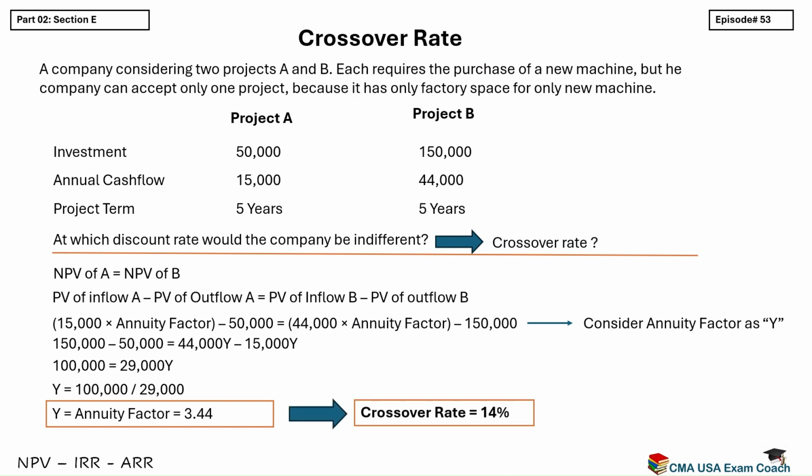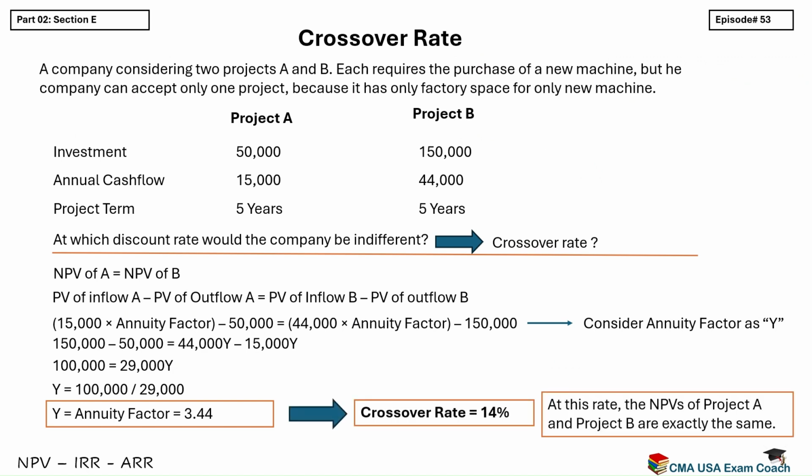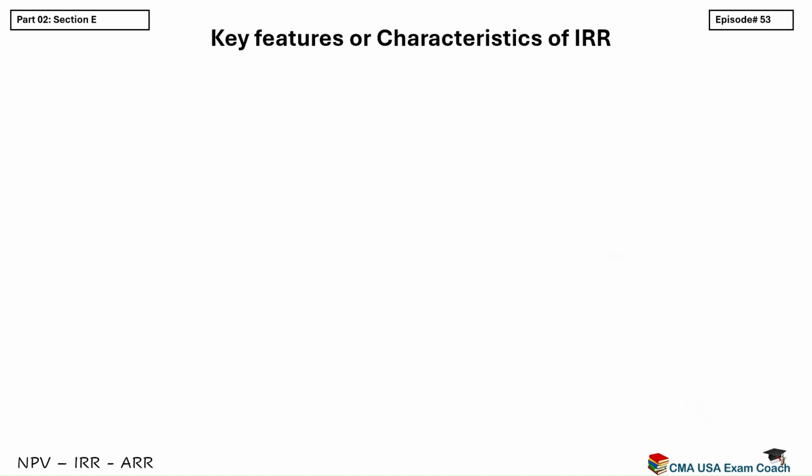At this rate, the NPVs of Project A and Project B are exactly the same. So, if the company's cost of capital is 14%, it would be indifferent between choosing Project A or Project B, because both projects would add the same value to the company. Understanding the crossover rate helps managers decide which project is better under different discount rates and compare mutually exclusive projects effectively. Next, let's discuss some of the key features or characteristics of IRR.